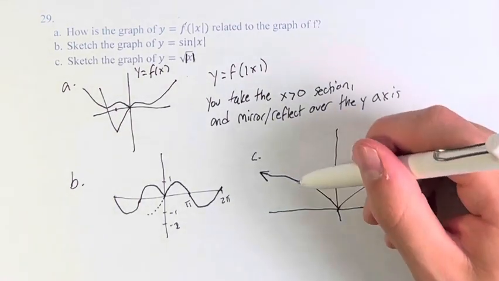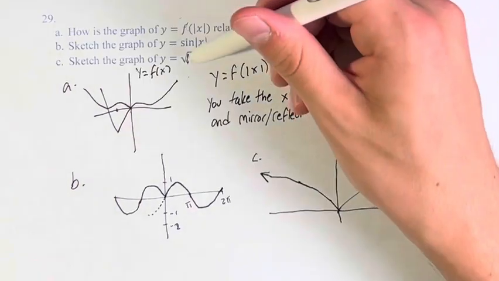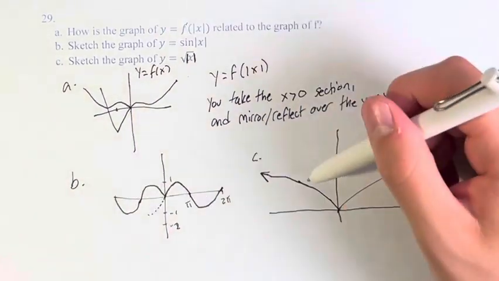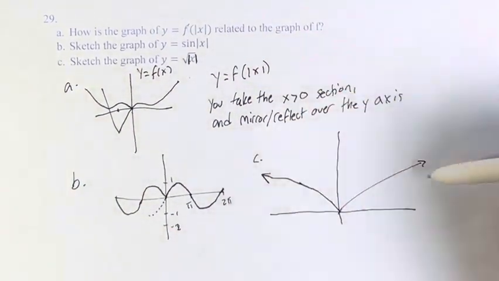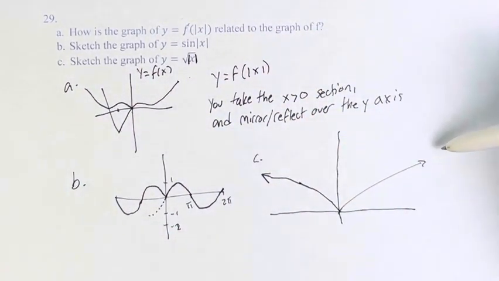Because now if we take the square root of negative 4, we're taking the absolute value, so now it's the square root of 4, so it's positive 2. So once again, we just match it by mirroring the positive side over the y-axis onto the negative side.